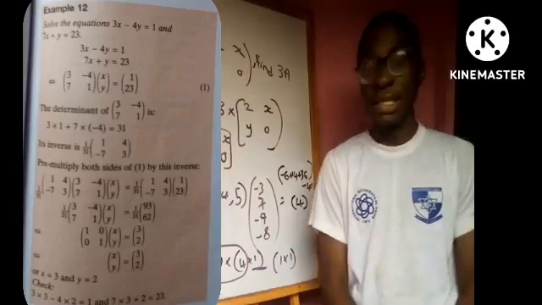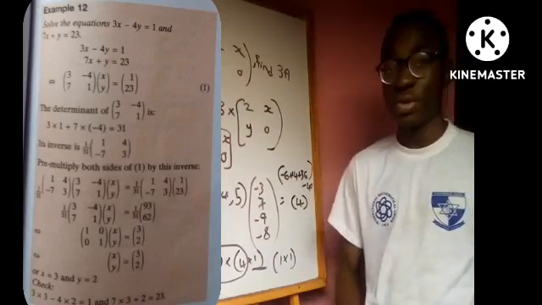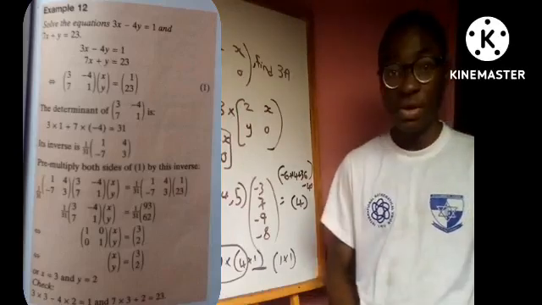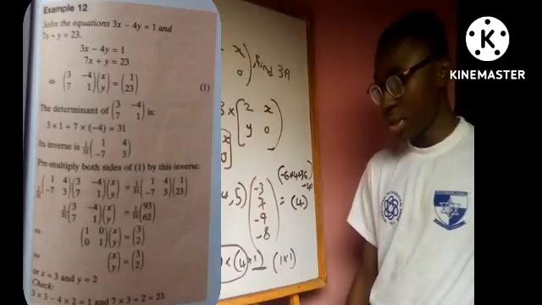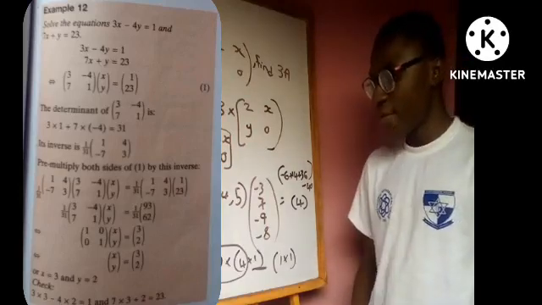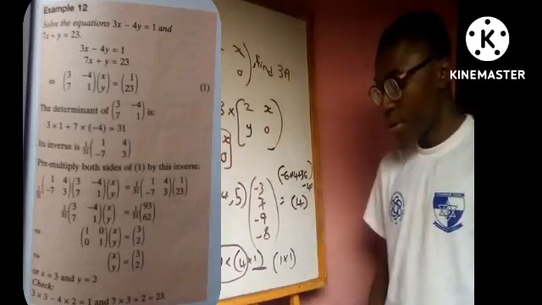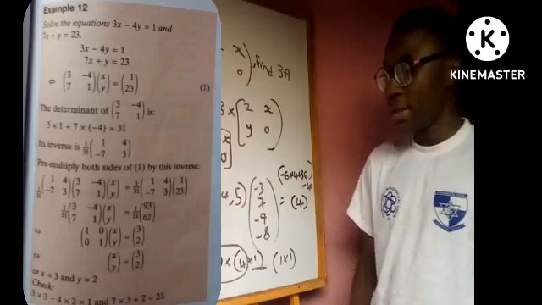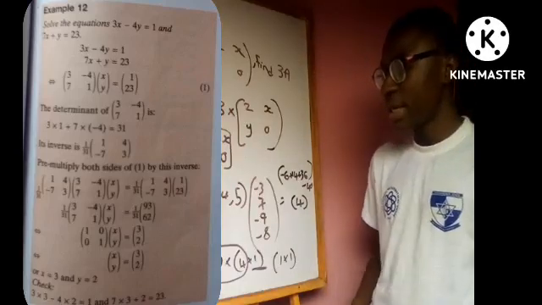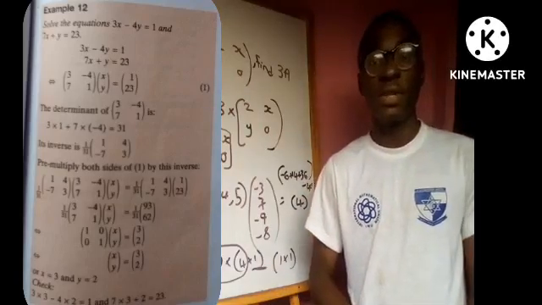As you can see in this question, what we are going to do is represent the coefficients of the variables as matrices. The first matrix is formed by the coefficients of both x and y in the two equations. That's the matrix 3, minus 4, 7, and 1. Next we have a column matrix, which is the matrix of the variables, that's the column matrix x and y. Finally, on the right hand side, we have another column matrix, 1 and 23. This is how you use simultaneous equations to form matrices.